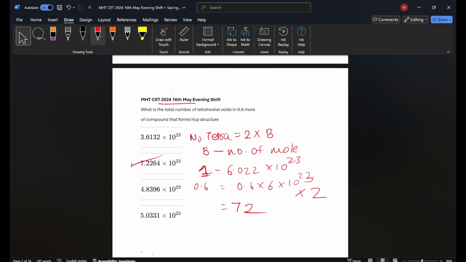And I just want to let you know one more thing. The question was for the number of tetrahedral voids, and if the question is for the octahedral voids, it is always B. So here it is 2B, here it is B. So B and 2B, one for octa, one for tetra. This is the formula to be remembered. Let's go to the next question.